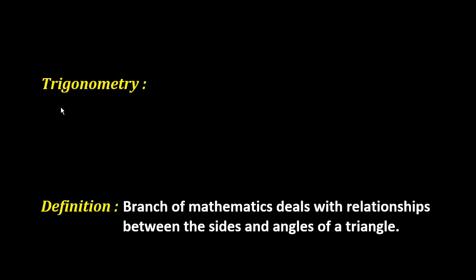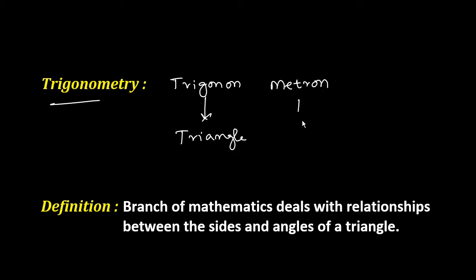Let's get started. Let's decode this word trigonometry first. Trigonometry is a Greek word which we can divide into two, trigonon and metron. Trigonon means a triangle and metron means measure. So trigonometry is simply triangle measure. So we measure sides and angles of a triangle using the concepts of trigonometry.